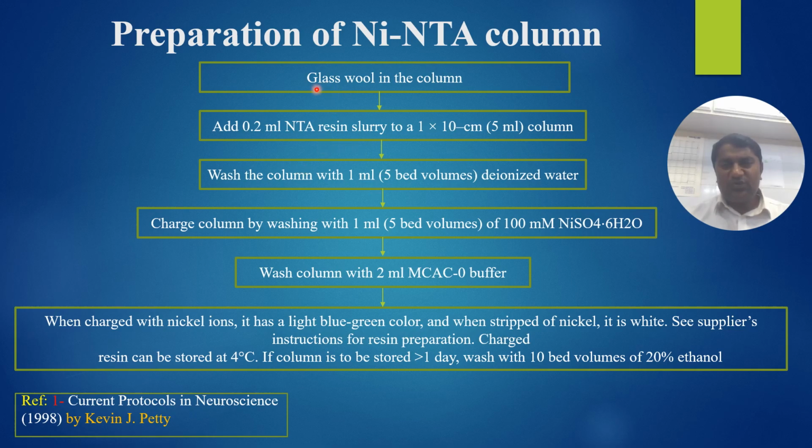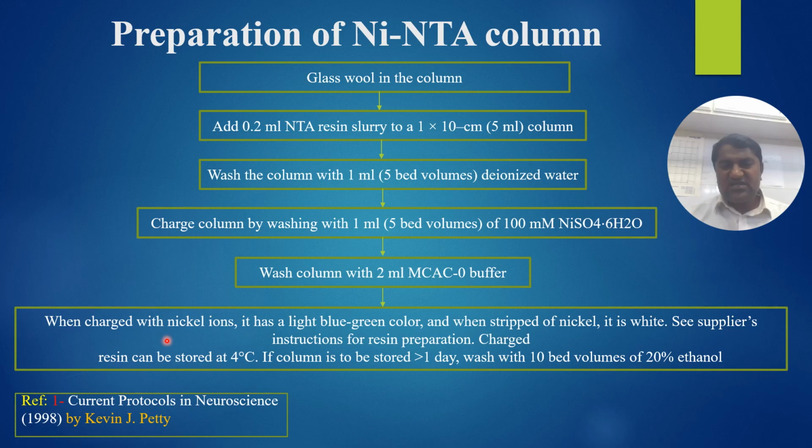First of all, you put the glass wool in the column, and add 0.2 ml NTA resin slurry to a 1 by 10 centimeter column, which is a 5 ml volume. Wash the column with 1 ml, 5 bed volumes of deionized water. Charge the column by washing with 1 ml, 5 bed volumes of 100 millimolar nickel sulfate hexahydrate. Wash the column with 2 ml metal chelate affinity chromatography buffer.